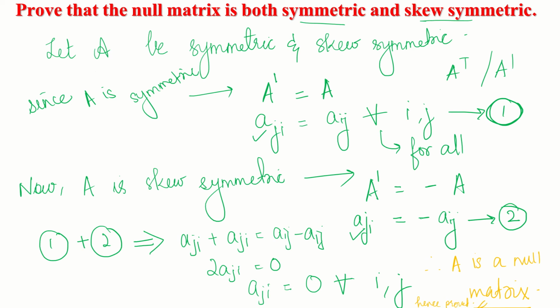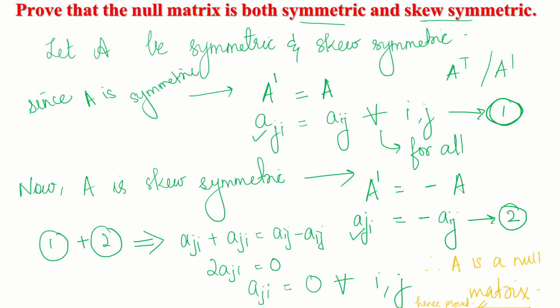So to prove that a null matrix is both symmetric and skew-symmetric, first we take A to be both symmetric and skew-symmetric. If A is symmetric, then A transpose will be equal to A, that is AJI equals AIJ for all I and J, and that we give as equation 1. Now second case, A is skew-symmetric. A transpose will be the negative of A, that is AJI would be equal to minus AIJ, and that I give as equation 2.